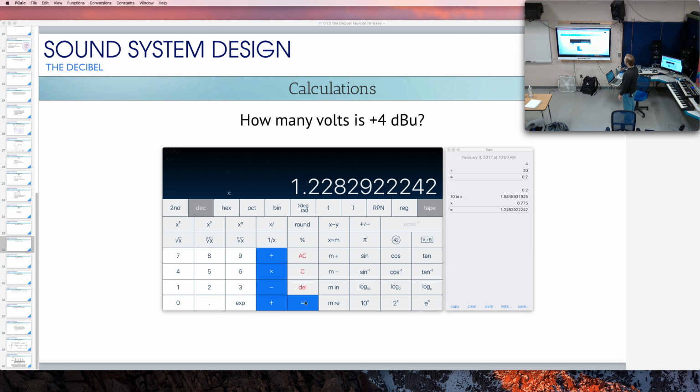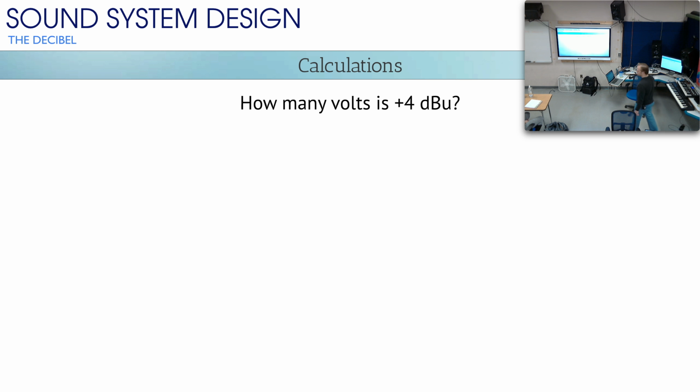Yep. So this is one of those things to memorize. 1.23 volts is plus 4 dBu. That's the nominal operating level for most of the equipment that you will use in your professional life. 1.23 volts. Here's another one.